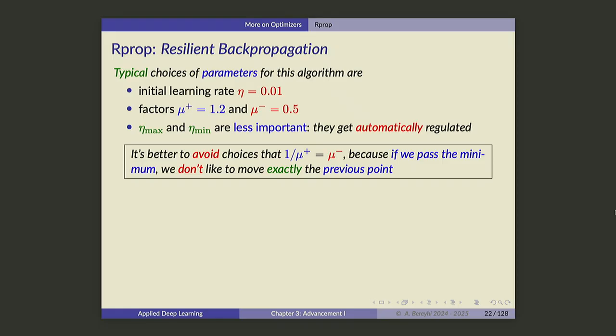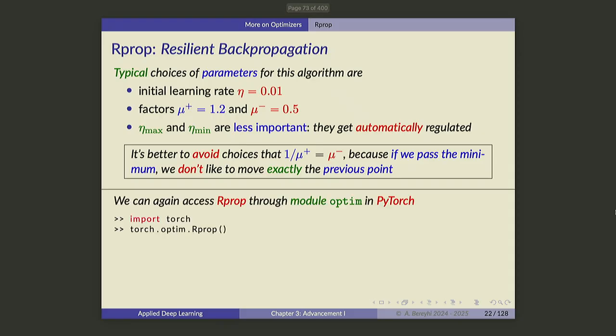One other thing is that if you set 1 over mu plus equal to mu minus, then it means that if you took a step increase, you're going to do the same step decrease the next time, which is not necessarily a good idea, right? So if you don't do that, it's better. For example, here 1 over 1.2 is not half, and this is okay. But even if you do that, you're not going to see a huge problem. Again, you can access it simply in PyTorch, and then you know what those parameters are if you want to use it.